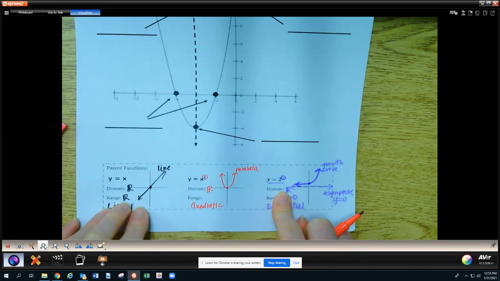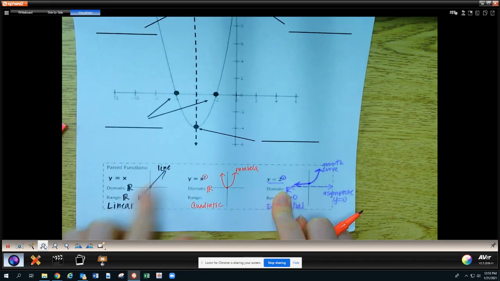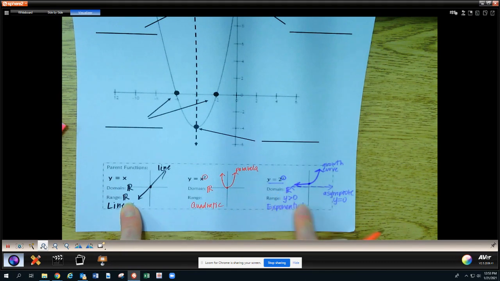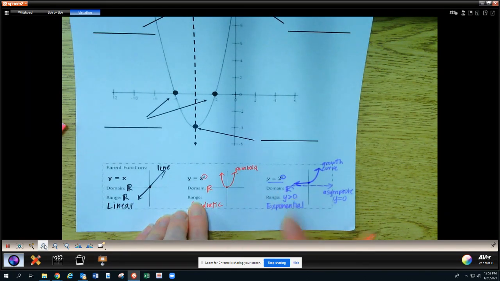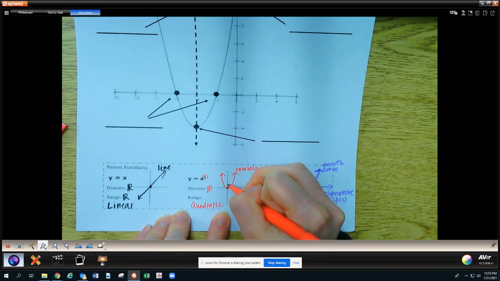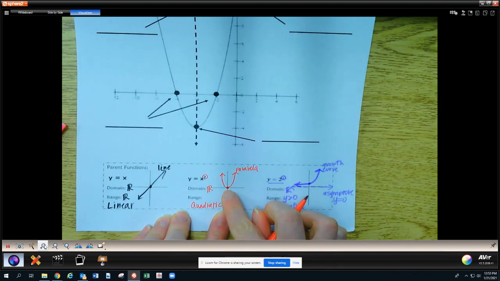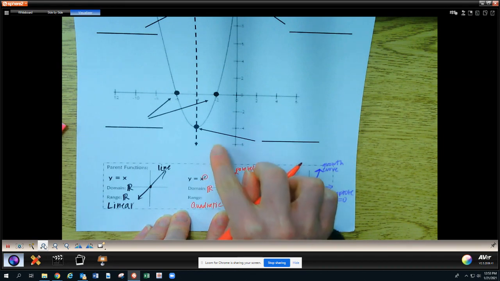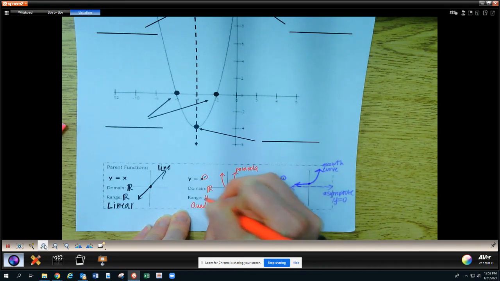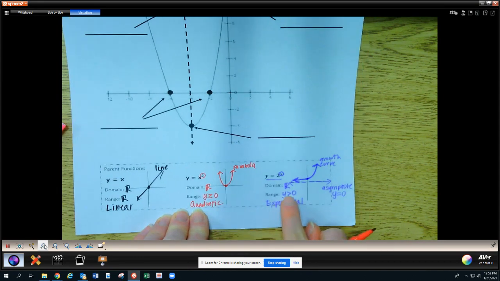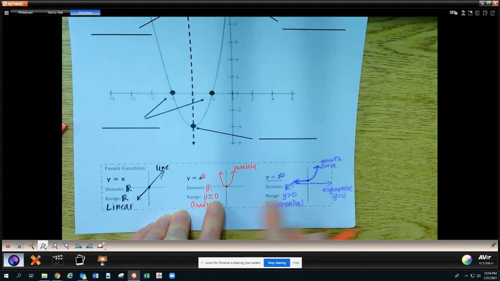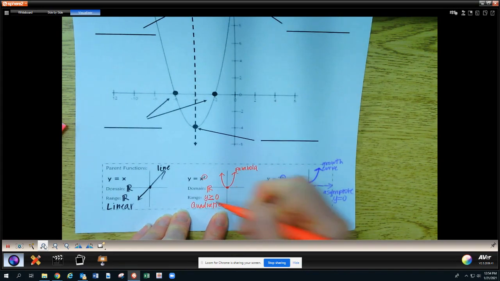The range is what changes. The range for the line is all real numbers, but for the exponential, it's y is strictly greater than 0. For the quadratic, it's greater than or equal to this minimum point right here called the vertex, which we will label up here. And so the range is greater than or equal to 0. So for quadratic functions, we will always have the line underneath. For exponential functions, we will never have the line. Okay, and so that's the biggest difference between these 2.